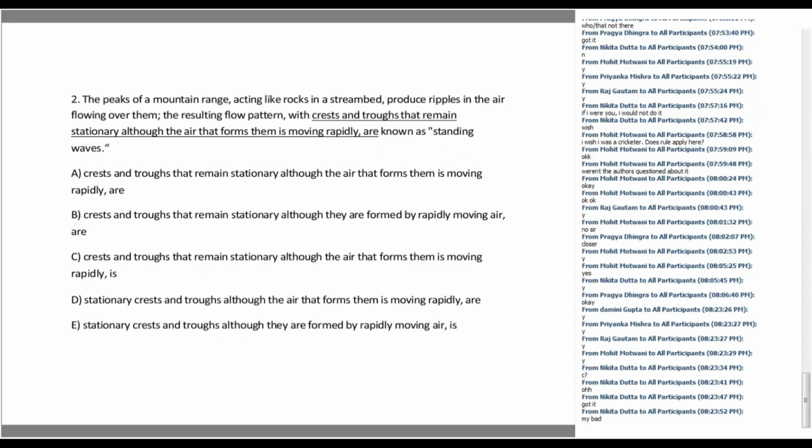Question number two. The peaks of a mountain range, acting like rocks in a stream bed, produce ripples in the air flowing over them.